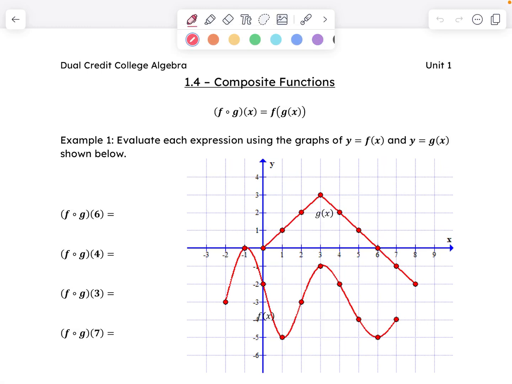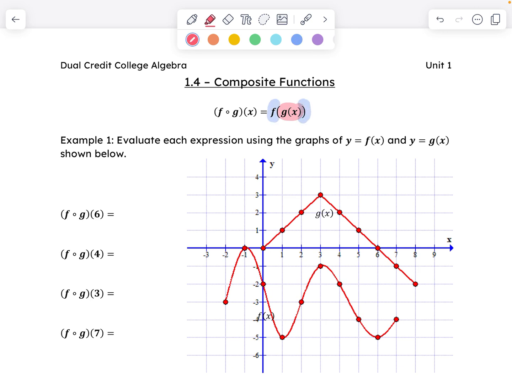Hey guys, today we're going to be looking at composite functions. Composite functions are when you take one function and plug it into another function. You can write it like we have up here, f of g of x. What that means is that we are taking our g of x function and we're going to plug it into our f of x function.